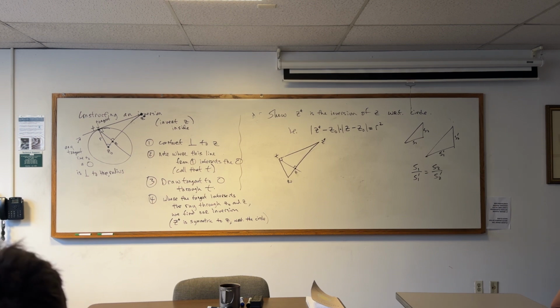It's Z star minus Z naught, so that's the big triangle hypotenuse. And then I've got Z minus Z naught, and that's the littlest triangle side. So those are my two triangles that I'm gonna work with. Biggest triangle and littlest triangle, not the mid-sized.